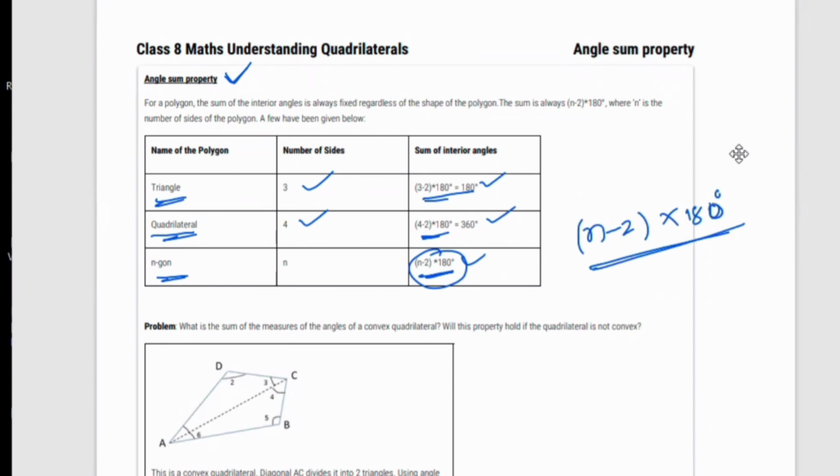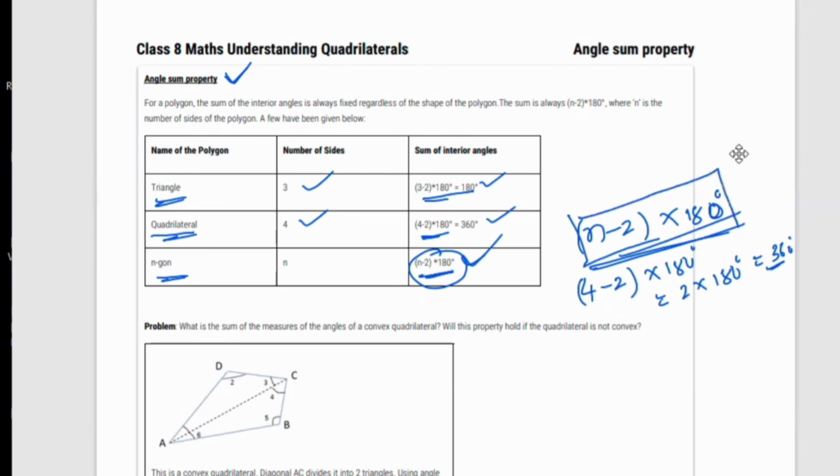This formula can be used to find the sum of interior angles in a given polygon. Here n is again the number of sides or vertices. Let's see whether it holds for a quadrilateral or not. If it is a quadrilateral, we use 4 as the n value. 4 minus 2 into 180 degrees. 4 minus 2 is nothing but 2, into 180. 2 into 180 is 360 degrees. See, yes, it holds, and it holds for all values, not only quadrilateral. So we have to remember that the sum of interior angles of any polygon can be found by using the formula n minus 2 into 180 degrees.